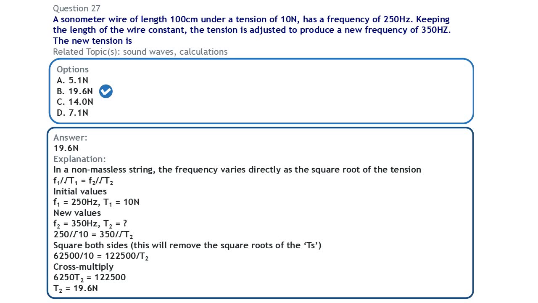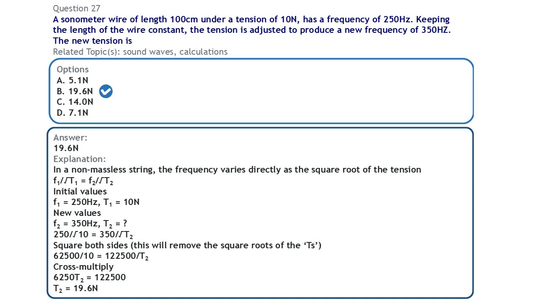So if I square this side now, I'm going to have 250 squared, which will be 62,500. Then if you square this root 10, the square is going to remove the root, so this will be ordinary 10. On this side I'm going to have 350 squared, and that will give me 122,500, divided by root T2 squared, which will give you just T2. So that square will be removed.